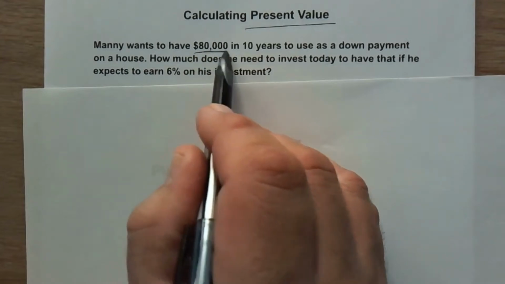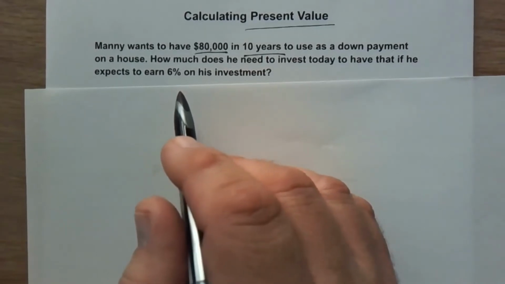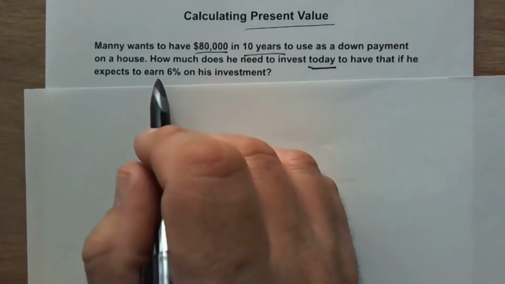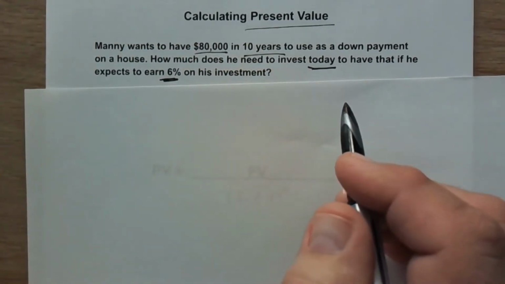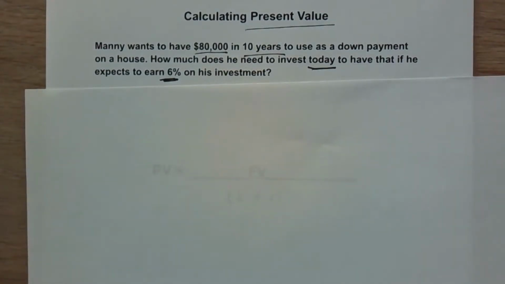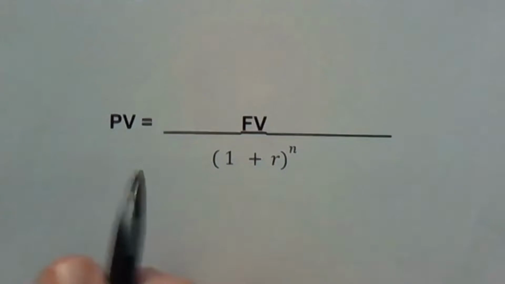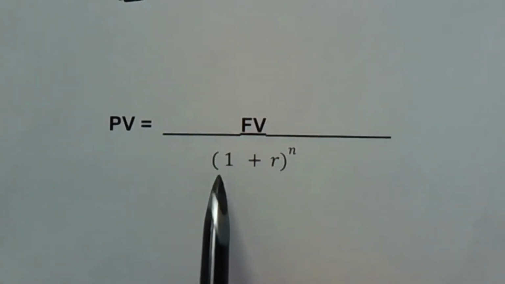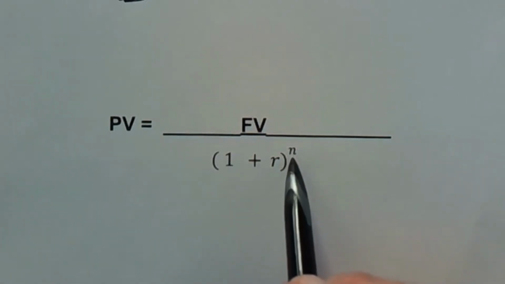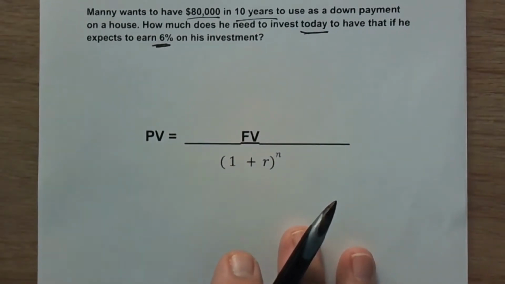Manny wants to have $80,000 in 10 years to use as a down payment for a house. How much does he need to invest today to have that if he expects a return on investment of 6% per year? Well, if you don't have a financial calculator to do that, you're going to want to use the present value formula, which is right here. The present value is equal to the future value divided by parentheses 1 plus the interest rate, close parentheses, all raised to the number of periods. So let's use this formula and figure this out right here.